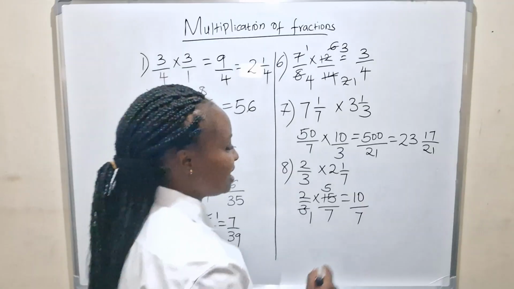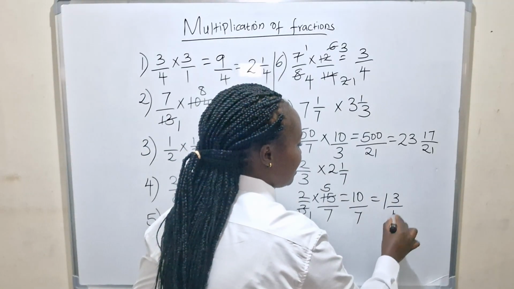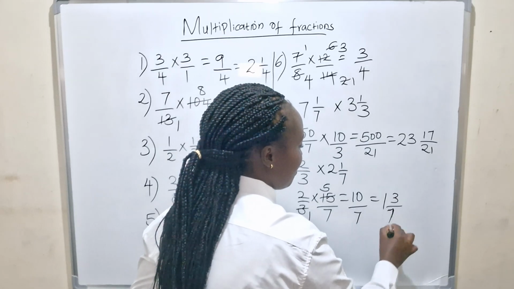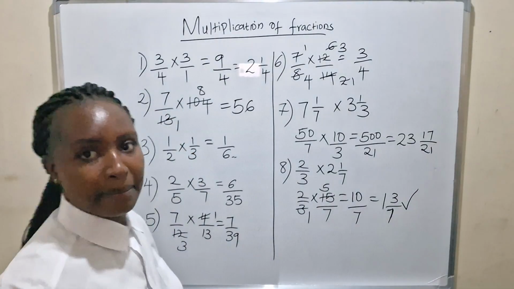Okay? That is saying that we have 1 whole and 3 over 7. That is the answer. Okay?